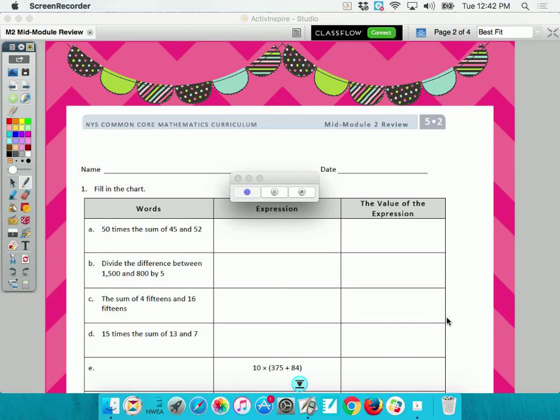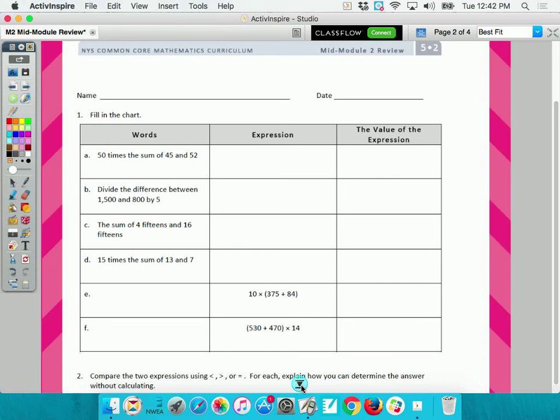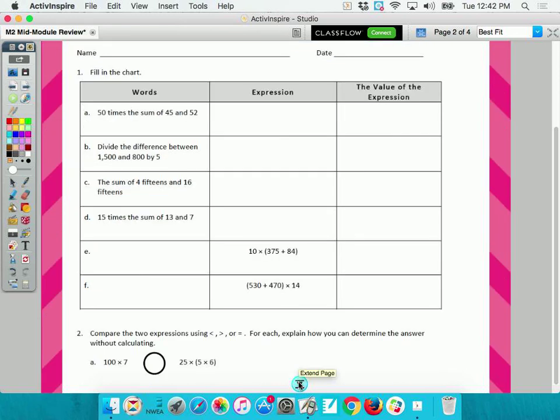Of the review goes back to the beginning of the module. So it says fill in the chart. We're doing words, expressions, and then the value of the expression means the answer. 50 times the sum of 45 and 52. Now, if you don't remember this now, it's going to come back to you.